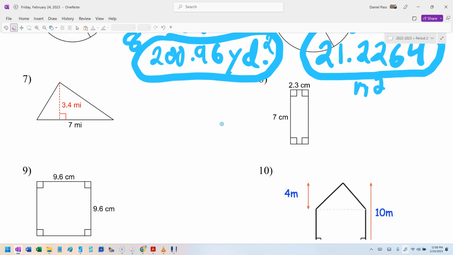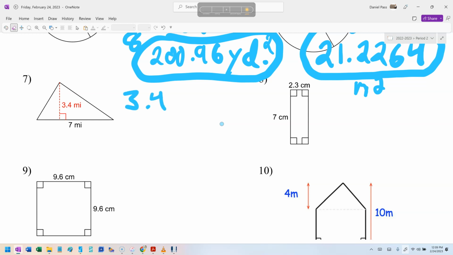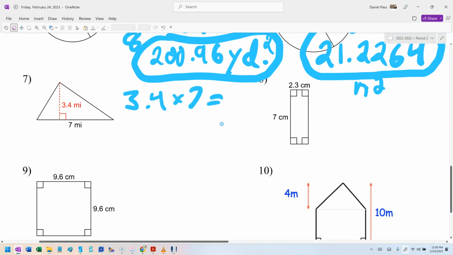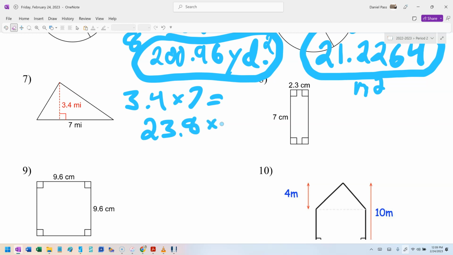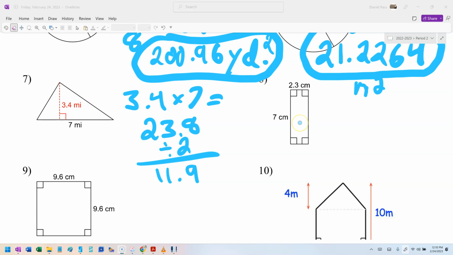How do we do it? So first you would do 3.4 times 7. What does that make? That would make 23.8. And then times... Oh, are we done? No, you do divide by 2. Right. So we divide by 2, and what do we get? 11.9. Yes. Okay, I'm just going to double check on my calculator here because I haven't done it myself. So let's make sure. Okay, next one.